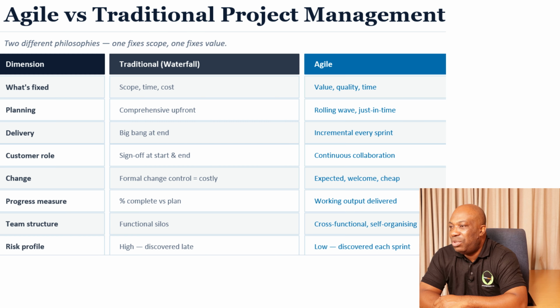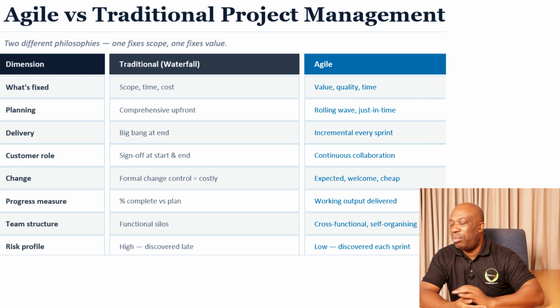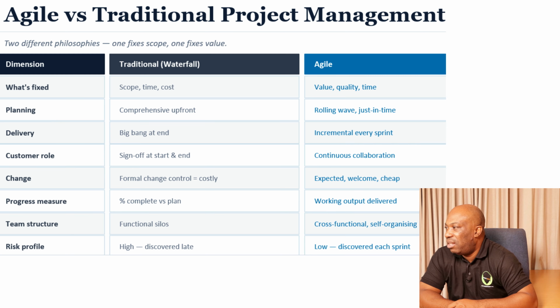And then when it comes to the dimension of change, for traditional, you have formal change control, which is mostly costly. So you agree on the scope of the project at the beginning, and then you formalize anything that has to come as a change into the project. However, when it comes to Agile, you find that change is expected. You're expecting change. Even the last minute change, you should expect it in an Agile environment. And change is always welcome, and it's cheap, because you do it as early as possible.